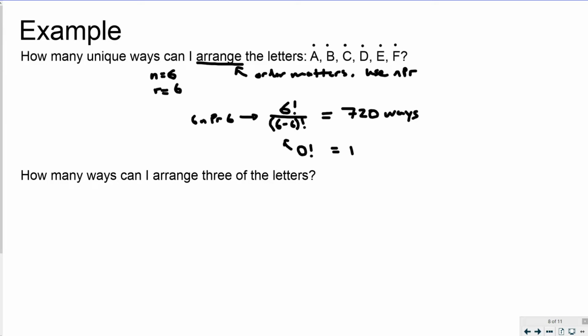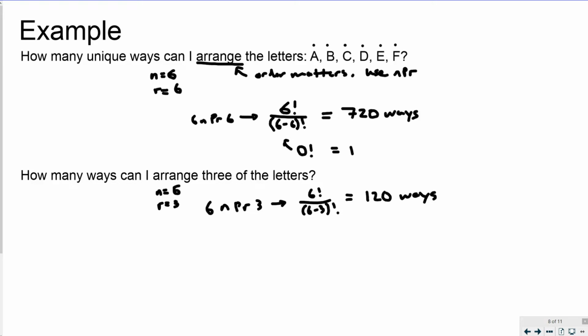In a similar fashion, how many ways can I arrange 3 of the letters? So it's still n equals 6, but instead of picking all 6, this time we're only picking 3 of them. So it becomes 6P3, and that would be 6 factorial over 6 minus 3 factorial. So it would be 720 on the top divided by 3 factorial on the bottom, which is 6. So 720 divided by 6 is 120 ways.